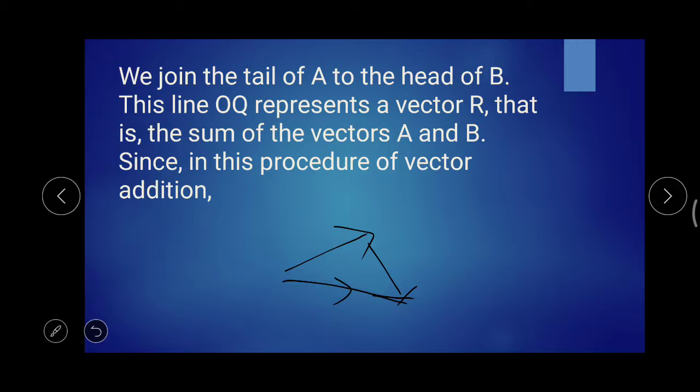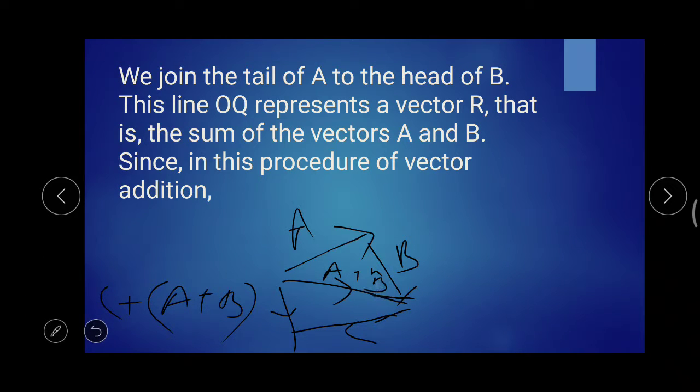So this will be your A plus B. If it is A, if it is B, so this will be your A plus B. And if you have C like this, then this will be your A plus B all plus C, because this is A plus B and this is C. The head of A plus B is connected to the tail of C, and from the tail of A plus B we draw one line to the head of C. Then you can obtain the sum of vectors A plus B and C.